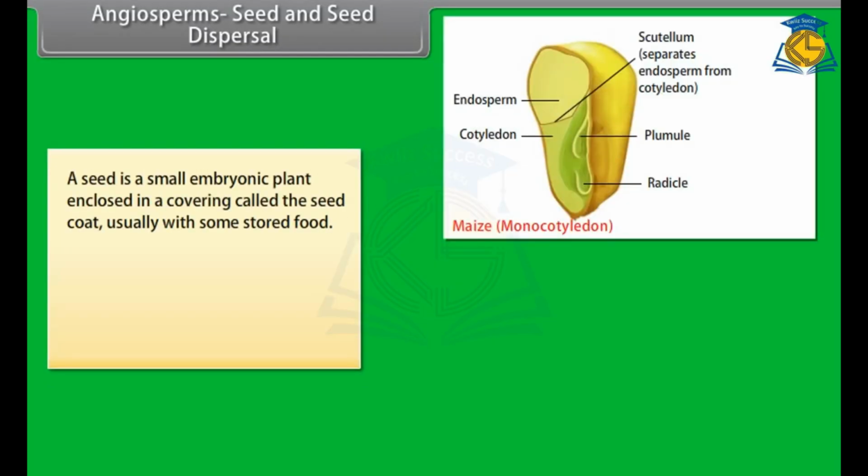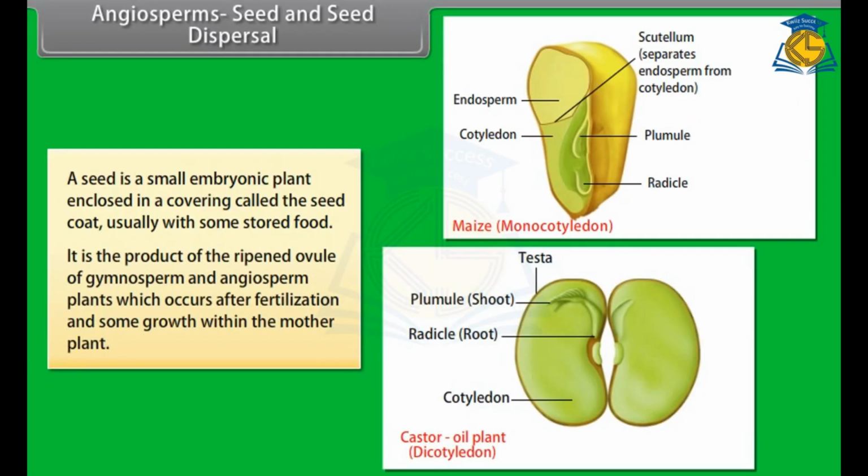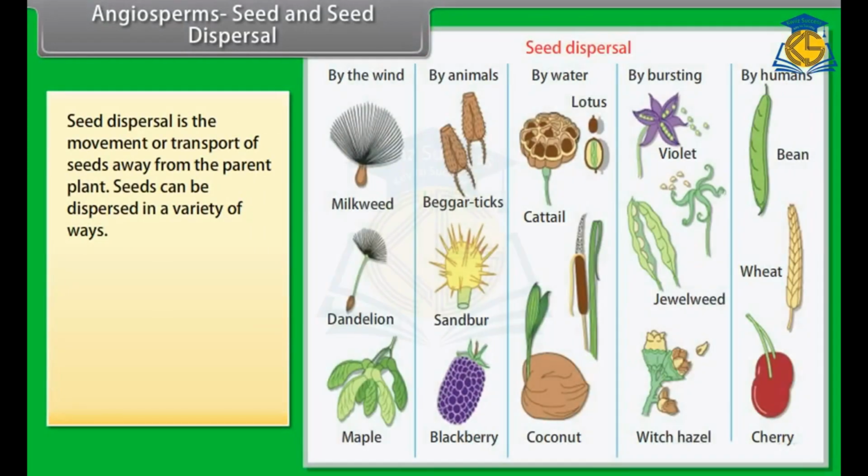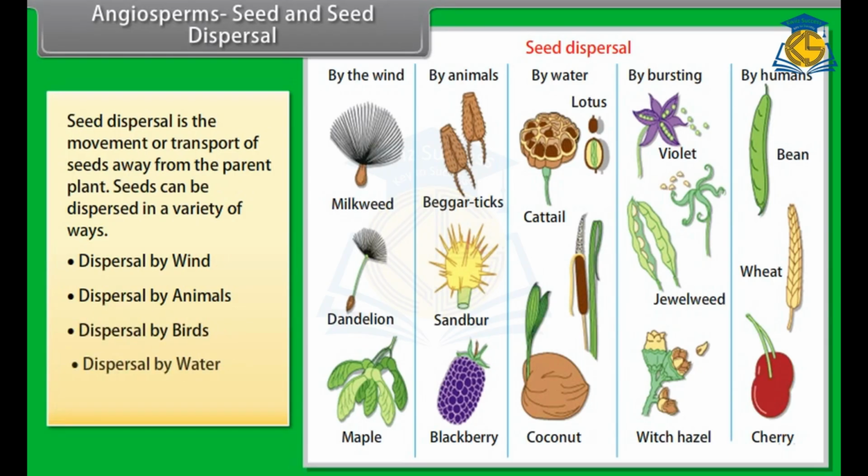A seed is a small embryonic plant enclosed in a covering called seed coat, usually with some stored food. It is the product of the ripened ovule of gymnosperm and angiosperm plants, which occurs after fertilization, and some growth within the mother plant. Seed dispersal is the movement or transport of seeds away from the parent plant. Seeds can be dispersed in a variety of ways. Dispersal by wind, dispersal by animals, dispersal by birds, dispersal by water, dispersal by man.